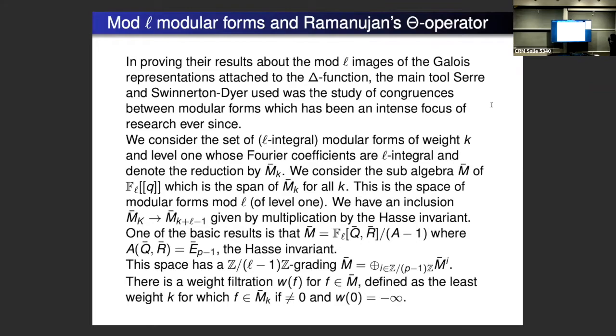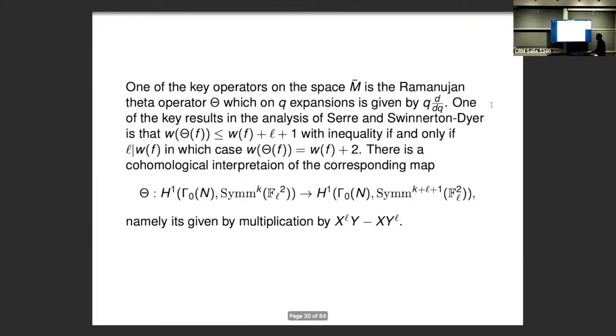And then they observed that the space of mod L modular forms has these extra operators, right? Kind of this multiplication by the Hasse invariant. And they have some extra structure that the space of complex modular forms doesn't have. They also used an operator which had actually been studied by Ramanujan, the q d/dq operator, which plays a significant role in this theory, and which just sends the sum of a_n q^n to n times a_n q^n.